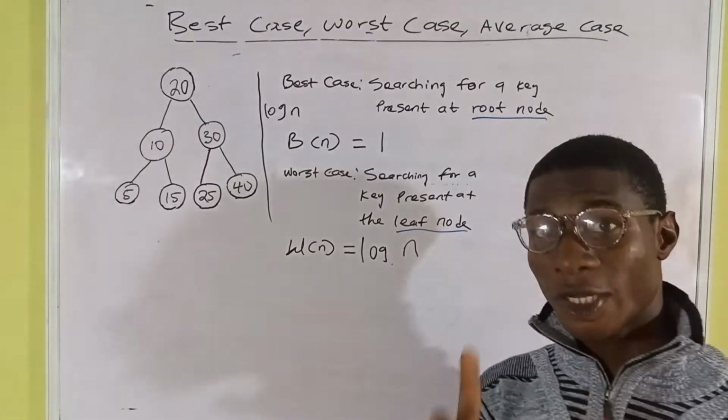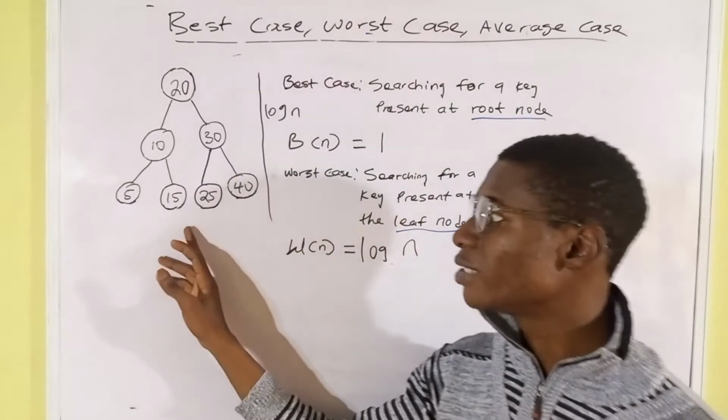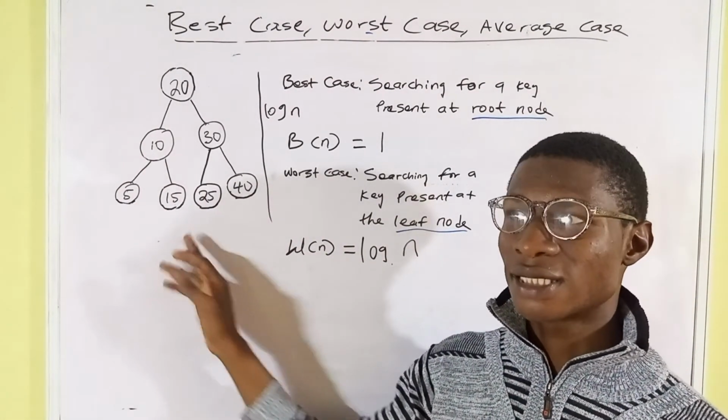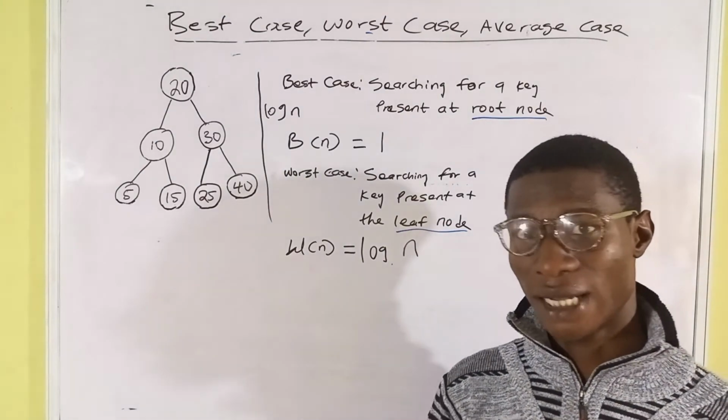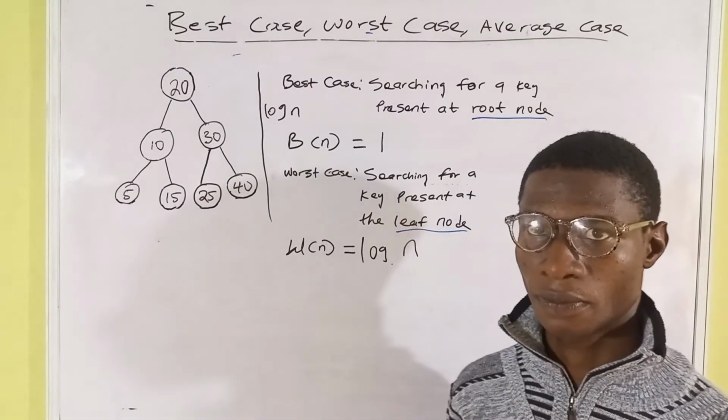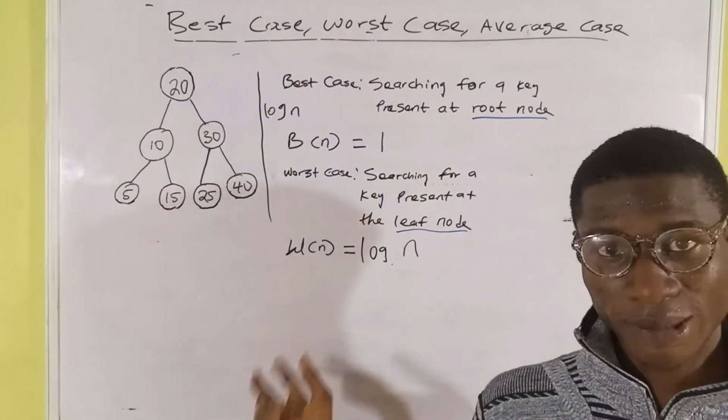Now, take note that this binary tree is an example of a height-balanced binary tree, okay? So let me just write that.